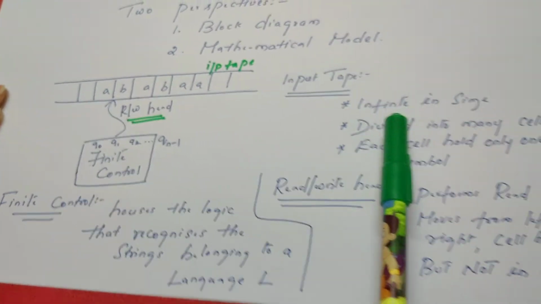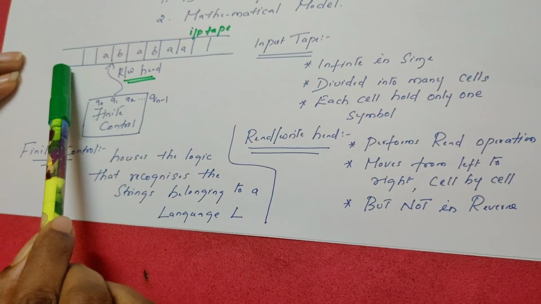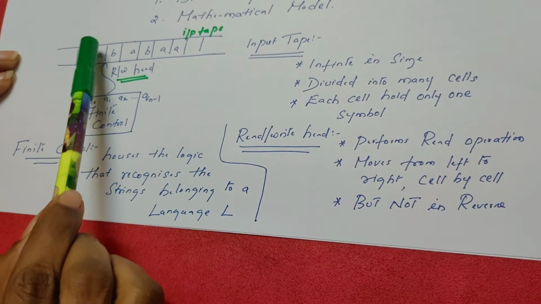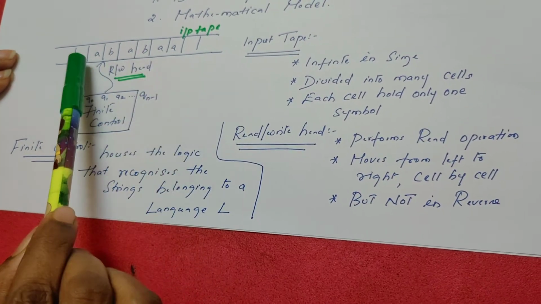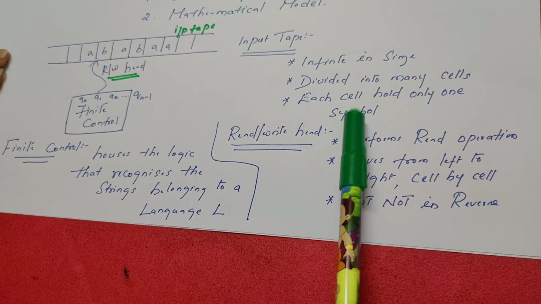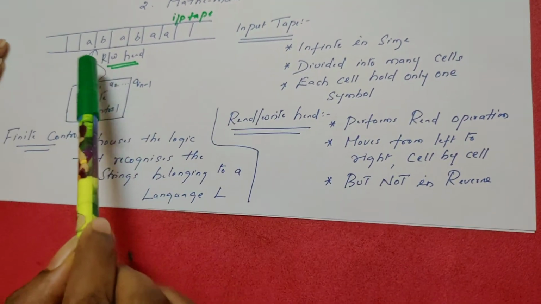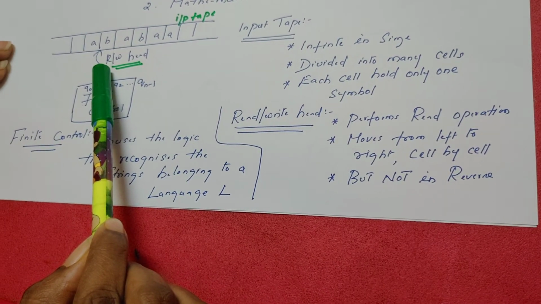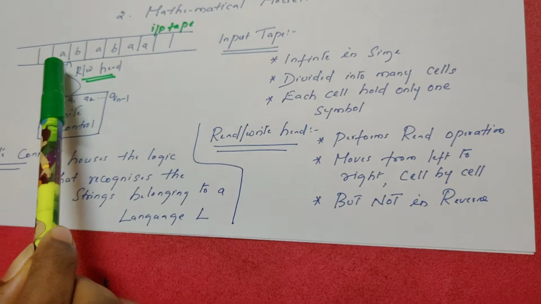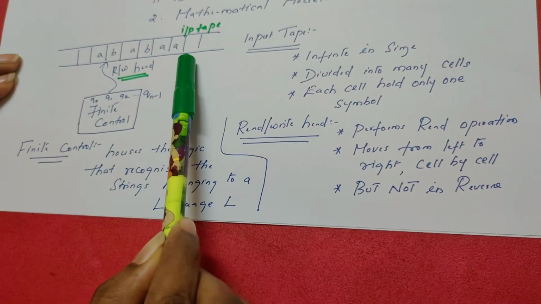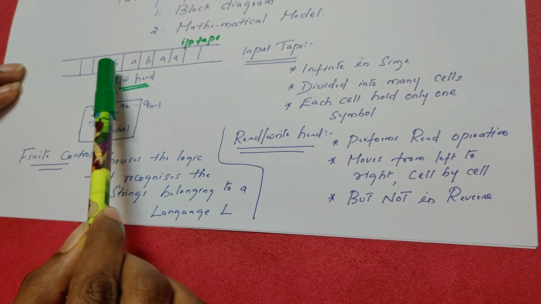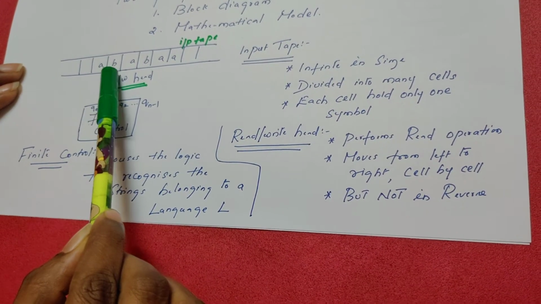Now let us see what this input tape is. This input tape is infinite in size. It is divided into many cells. Each cell is able to hold only one symbol at a time. The read-write head performs only the read operation, and it can read the contents of the input tape only from left to right, but not in reverse. And it is able to read only one symbol at a time.